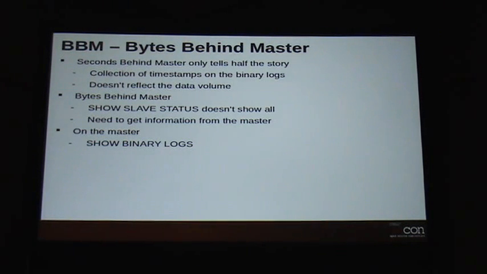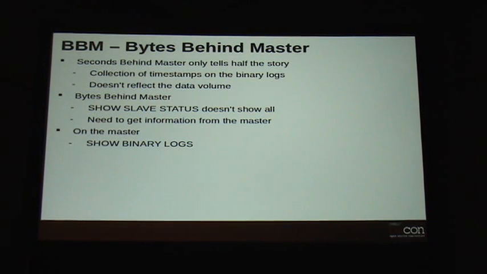So basically, what most agents and most monitoring software do is show you the seconds behind master. In this case, this agent gives you two ways of doing so. One is using the regular, standard show slave status, and the other is using the Maatkit heartbeat. Depending on which command line option you provide, it uses one or the other. However, the seconds behind master doesn't tell the whole story.